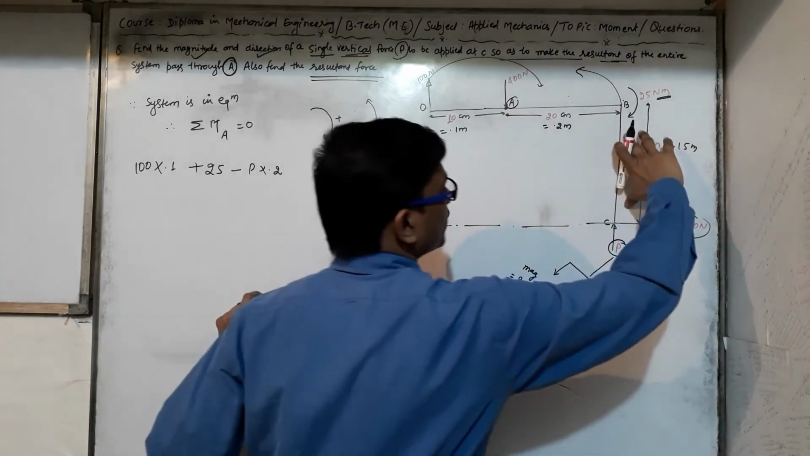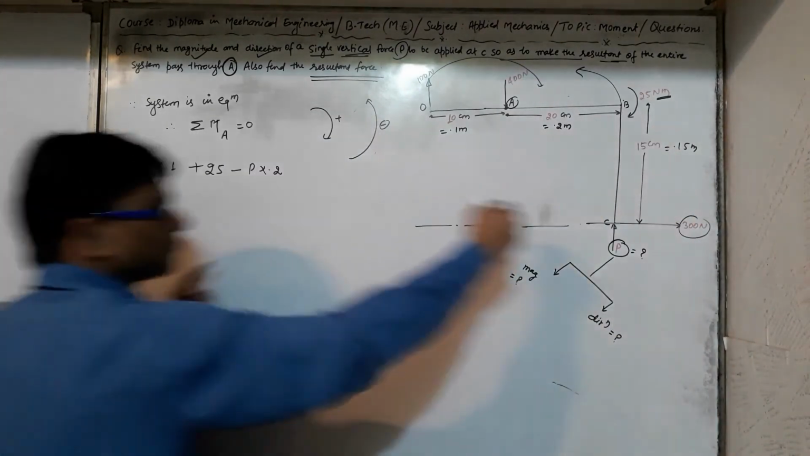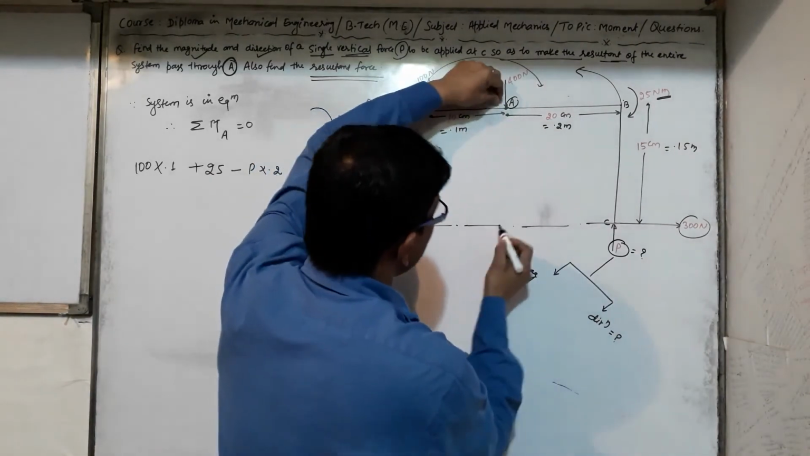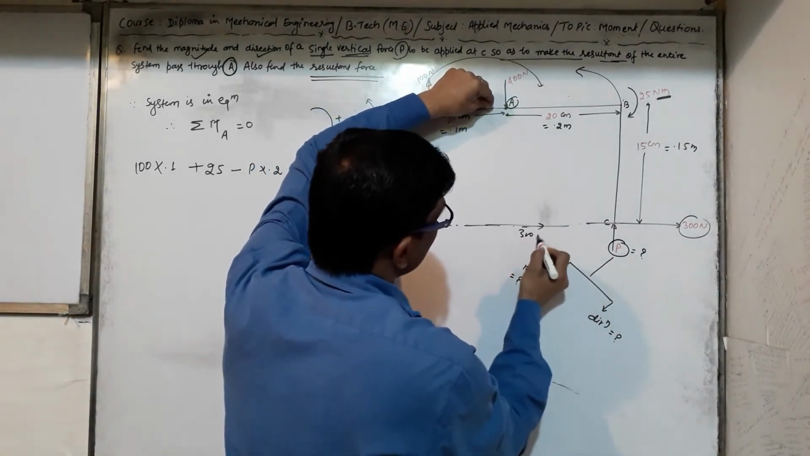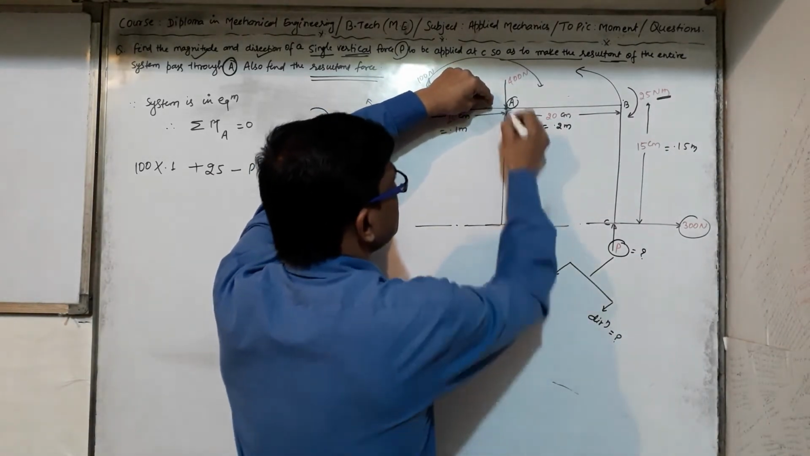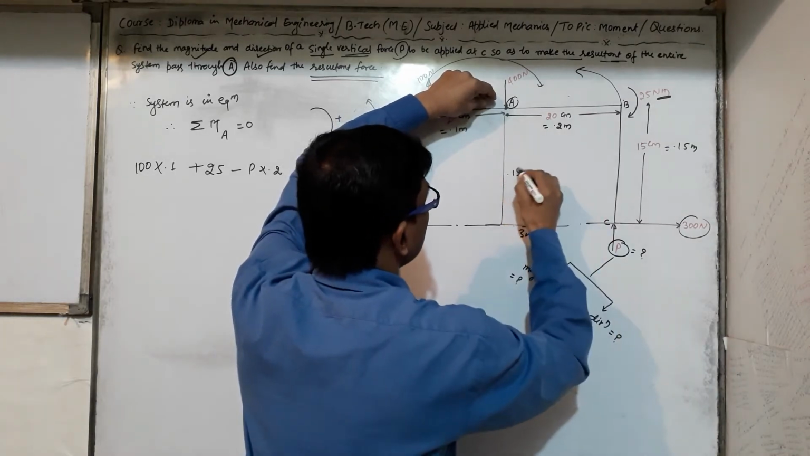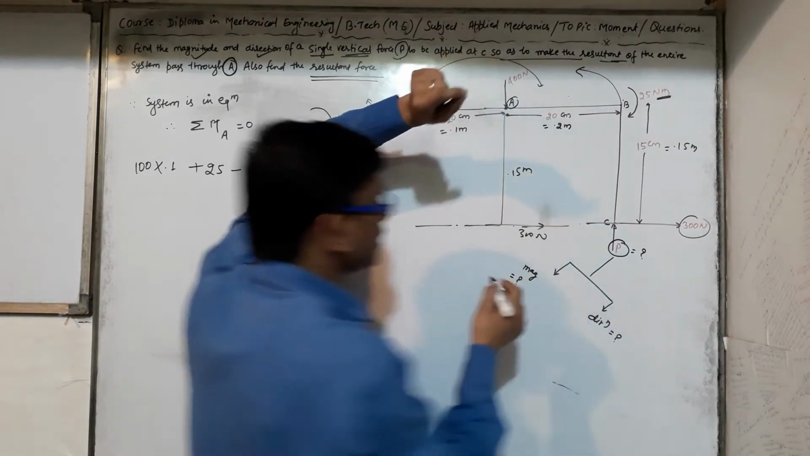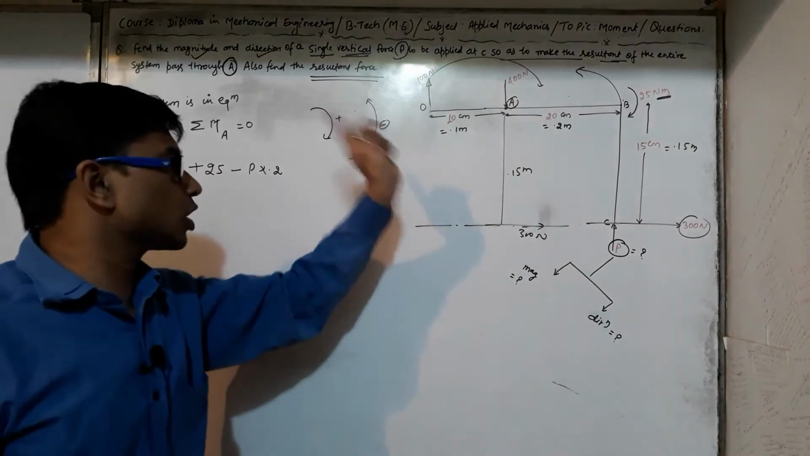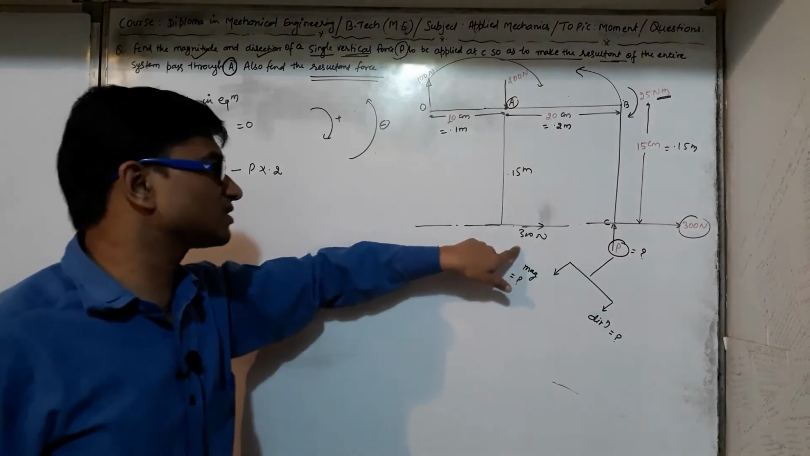This is 0.15 meter. So it will produce, see, the line of action is this 300 Newton, and what is the perpendicular distance? This is the perpendicular distance, 0.15 meter. And which type of moment, that is clockwise or anti-clockwise moment, is produced by this 300 Newton?